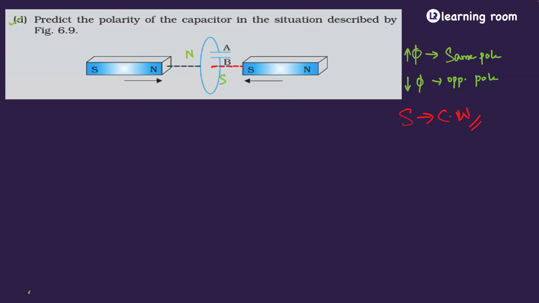When current flows in the clockwise direction, A is here, B is here. Outside the device, along the wire, current will always flow from higher to lower potential. And inside the device, current will always flow from lower to higher potential. Since I'm able to see my palm and the current is flowing in the clockwise direction, out of A and B, which one should be at higher polarity?